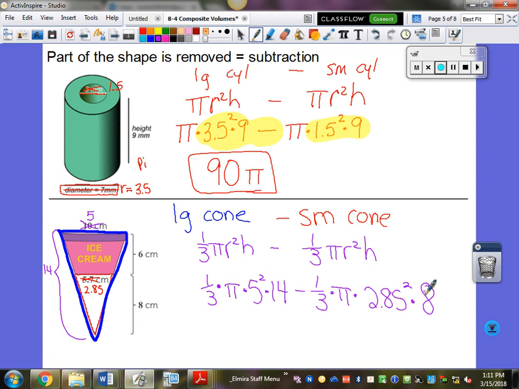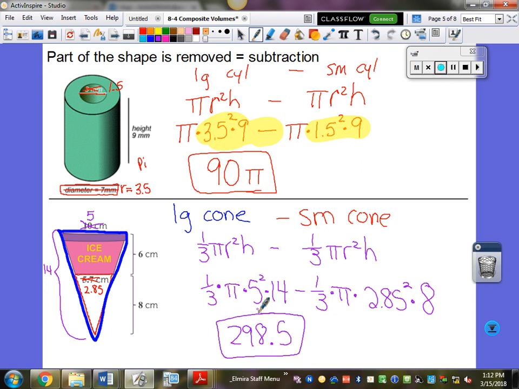So we did the last one in terms of pi. Let's do this one as a decimal. So we're going to type everything in, including the pi. So 1 ABC3 times pi times 5 squared times 14 minus 1 ABC3 times pi times 2.85 squared times 8. And my answer is 298.5. Now this was a 4 on the calculator. The 5 is a 4 on the calculator, but there's a 7 after it. 7 tells the 4 to round up to a 5.